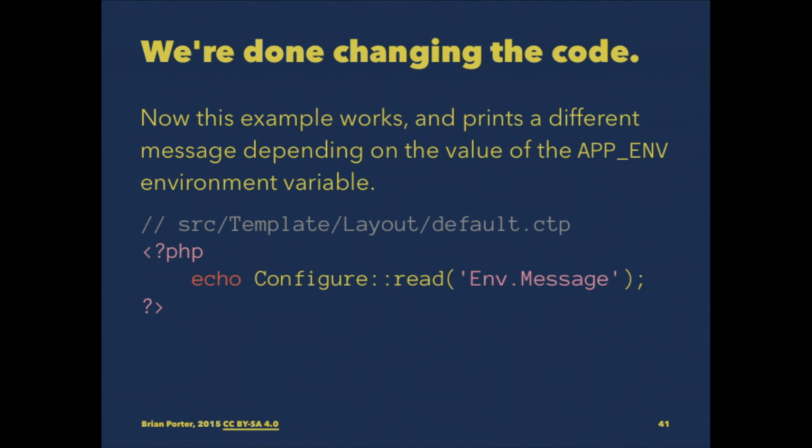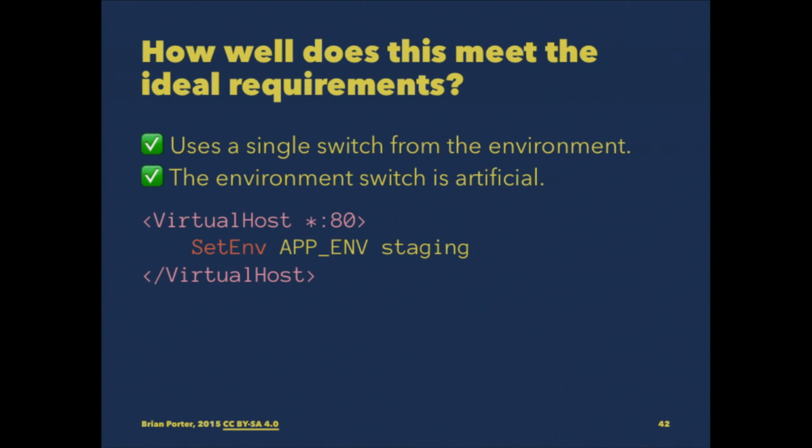So now, whenever the APP_ENV environment variable is set to something that matches a file name, this config read and message will spit out something different based on the contents of that file. And in addition, if we want to override with a local file, we can do that as well. So how does this approach tick all of the boxes from our ideal requirements?